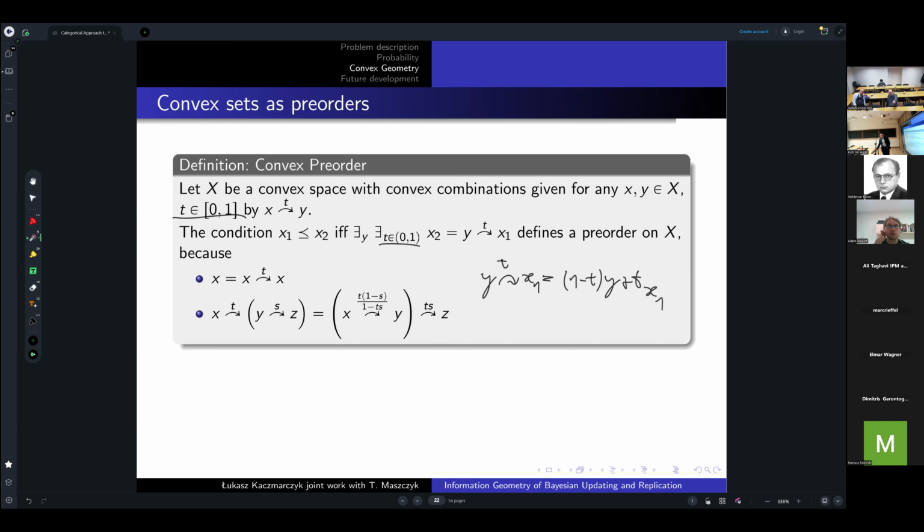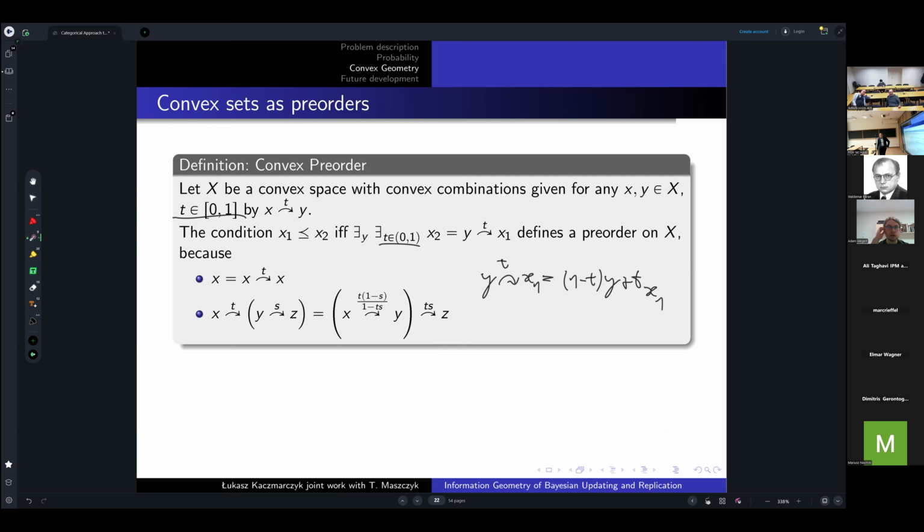Sorry, may I comment, please? Adam, if you look at this second equation, which means associativity of this convex combination, you see the parameter, which is a rational function of T and S. If T and S are both 1, for instance, you obtain 0 in the denominator. So this would create a problem with extending to the full interval from 0 to 1.